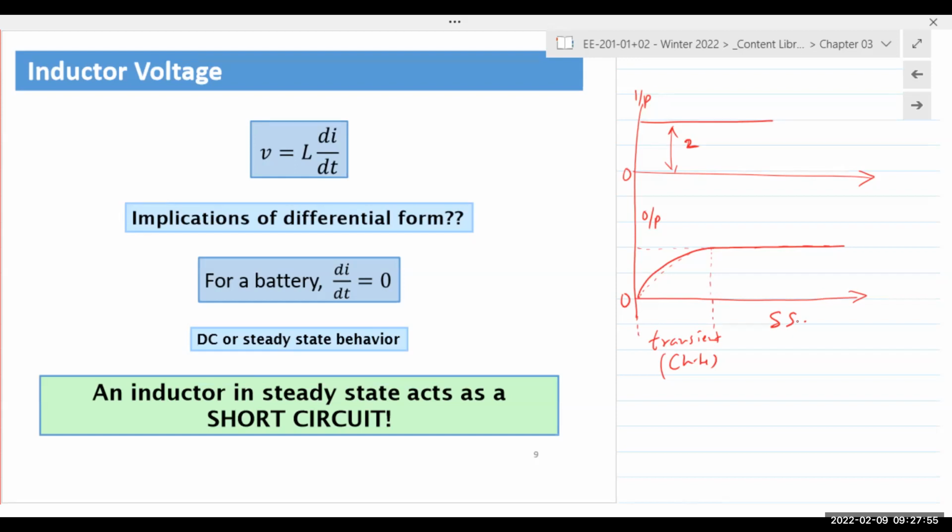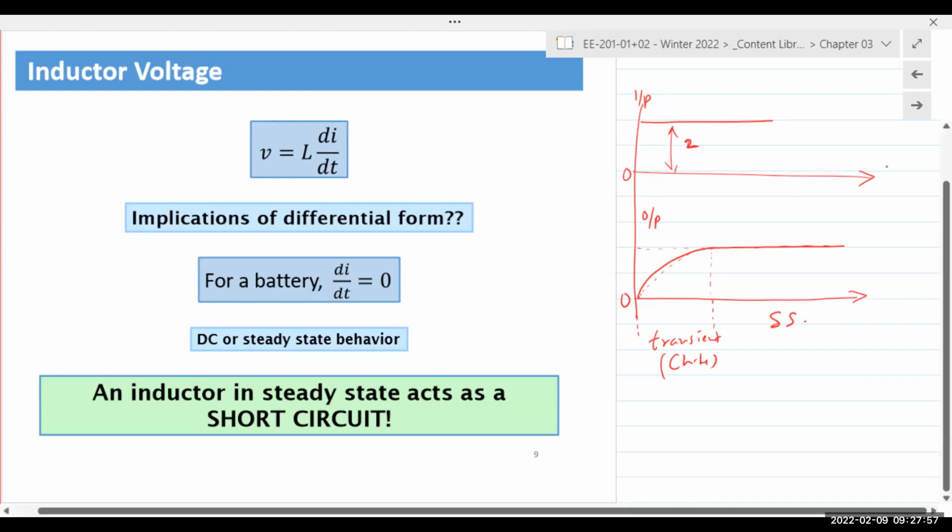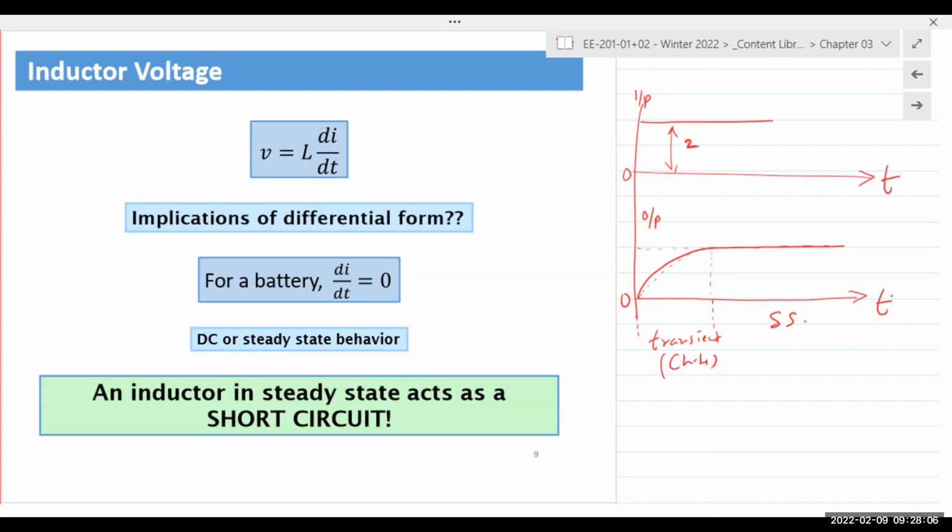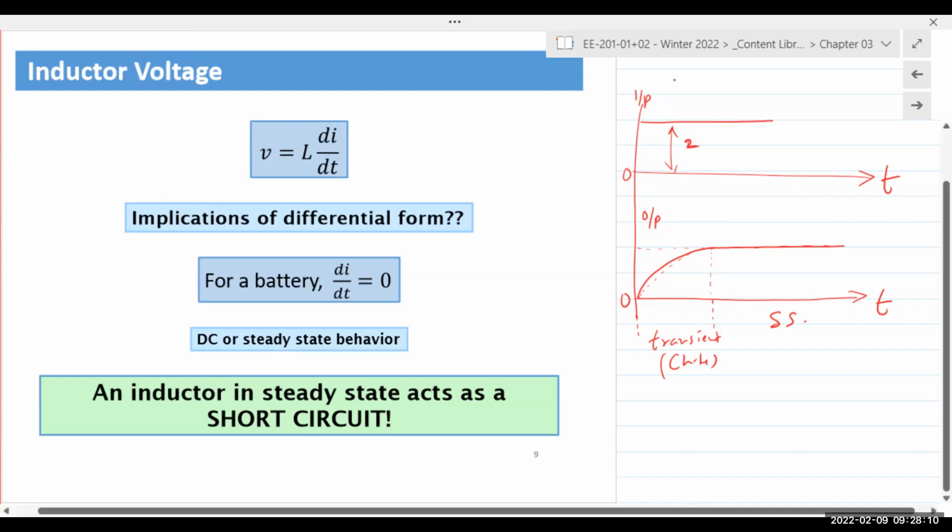Oh, x-axis is always time. Sorry, I should have noted that down. So x-axis will always be time. And y-axis, well, if you're talking about voltage, y-axis would be voltage. If we are referring to current, then y-axis could be current. It could take V or I.